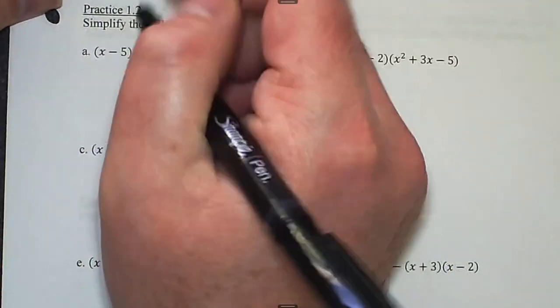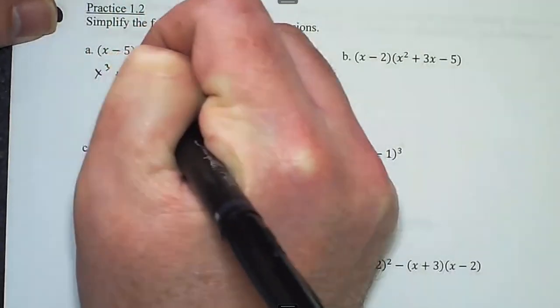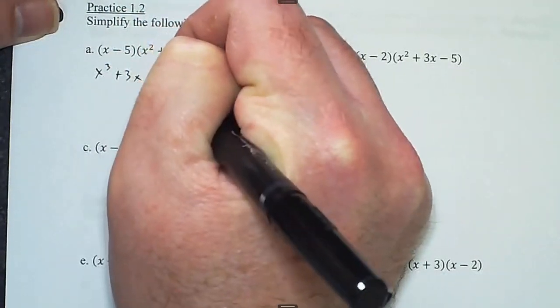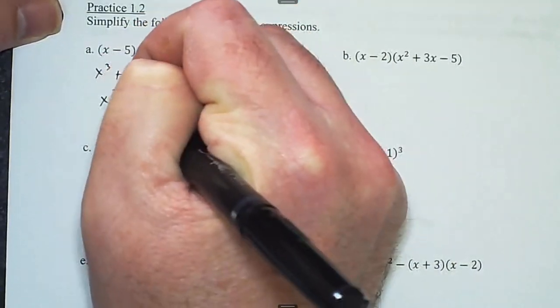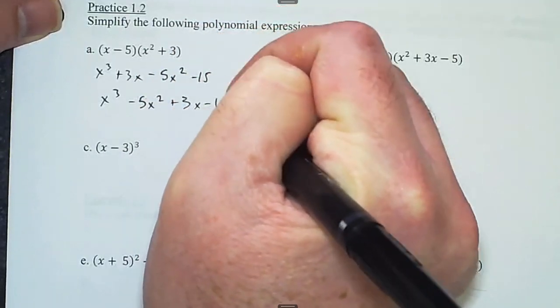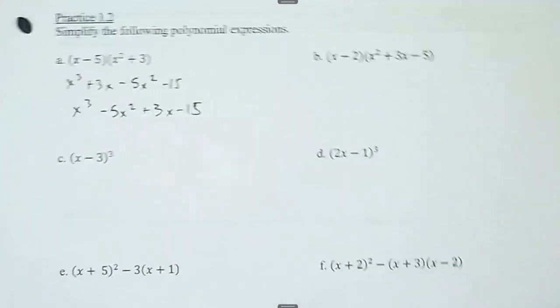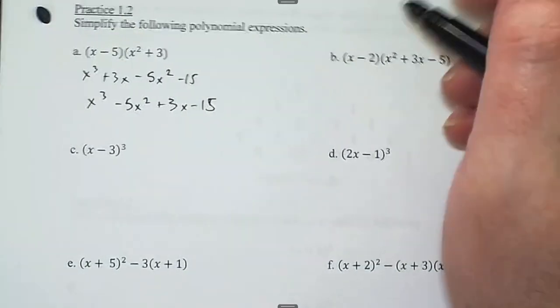Okay, so on this one here, it's basically just FOILing. So x cubed plus 3x, then minus 5x squared, then minus 15, and we'll just put everything together. Actually, there aren't any like terms, but I will rewrite it. I prefer to rewrite it like that. It makes solving it easier. If you didn't, that's okay.